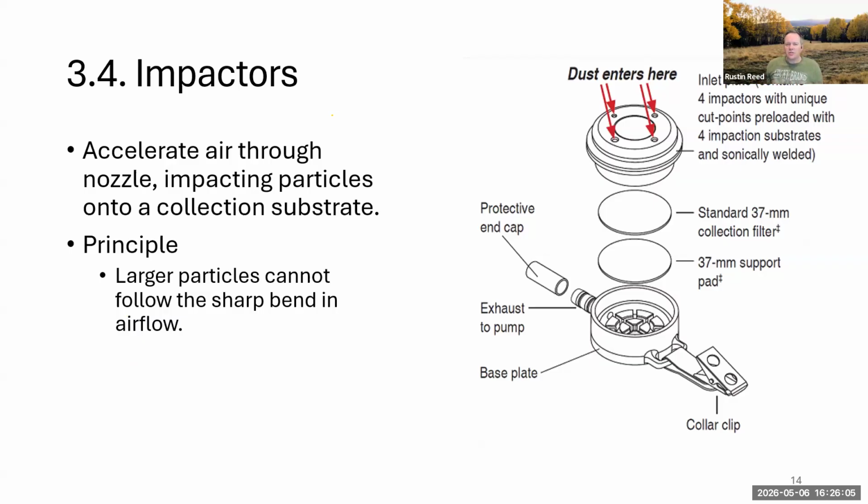Impactors are another option. So we could do cyclones or we could use impactors. And they use a similar idea, they just have a different design. They're going to have air enter. It's kind of hard to see there, so I'm going to draw a picture. We'll have our filter down here, and then we have this sort of plate there.